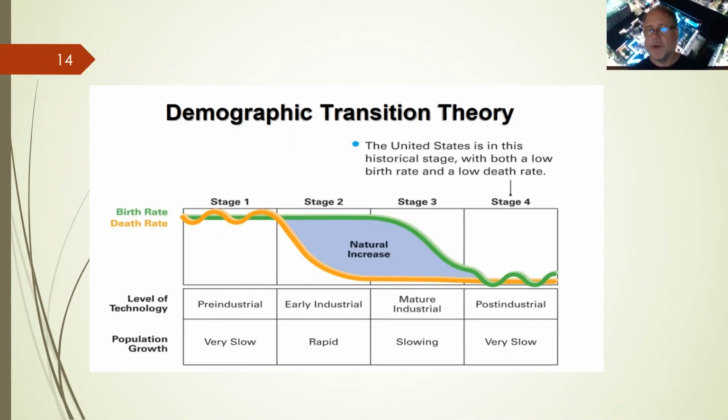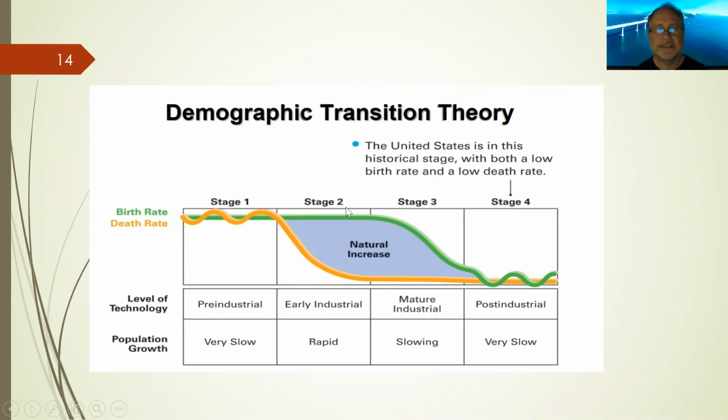Other researchers point to what's called the demographic transition. And the way that you read the demographic transition is by starting on the left-hand side of your screen. Stage 1 is a pre-industrial country that has very little technology. Their population grows very slowly. So the green line represents the birth rate. The yellow line represents the death rate. So you can see that in a stage 1 pre-industrial society, they have a large number of children, but unfortunately, a lot of those children will die.